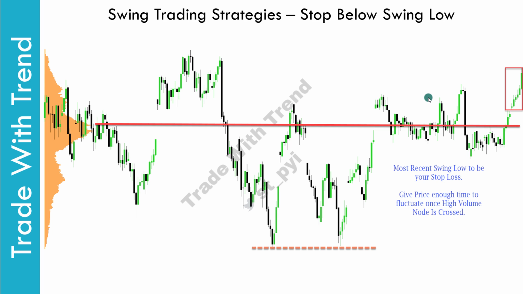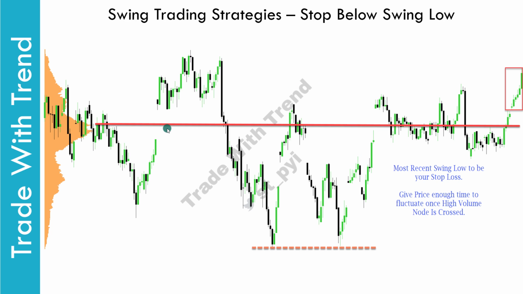This, however, is an aggressive way of setting a stop, and this does get triggered many a time. A more conservative way of setting a stop loss in this strategy is to use the most recent swing low. This would actually give enough room for price to fluctuate and then still move up.